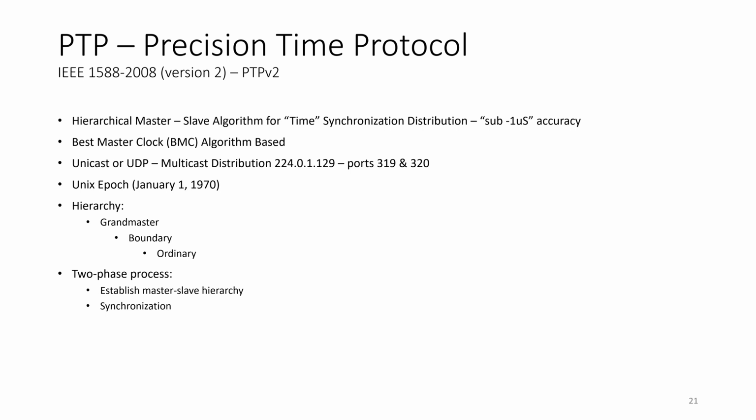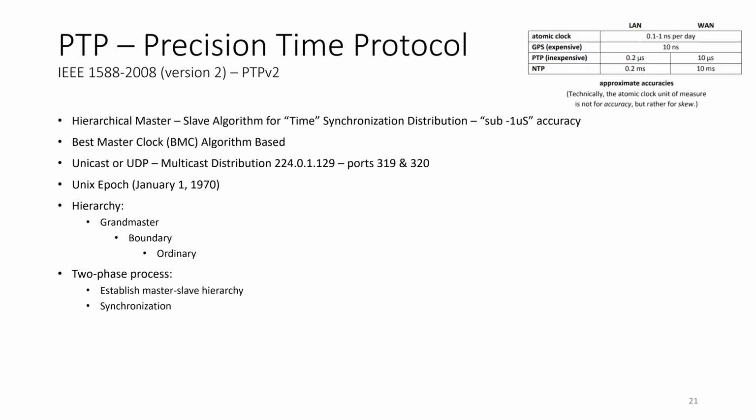The clock time of PTP is based on the Unix epoch, which of course is January the 1st of 1970. We'll talk a little bit more about that. It is a hierarchical system where you have the grandmaster clock, you have the boundary clock, and then you have the ordinary clock. There is, again, this process to establish. Now, looking at clocks, of course, there are several different types of clocking or time reference systems.